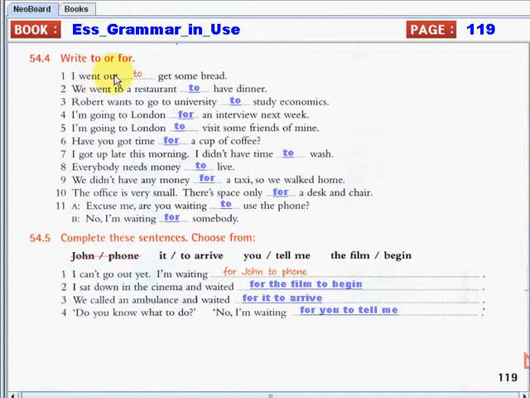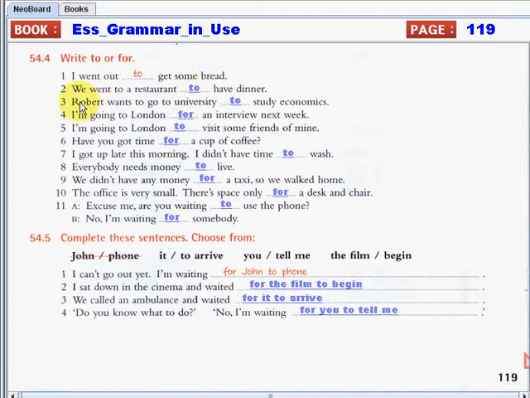I went out blank get some bread. So we indicate here the action of the sentence, so we should use the word to. Okay, next one. We went to a restaurant blank have dinner. So here you can see that there is the restaurant and then dinner. So dinner is the verb of this sentence, so we will use the word to.